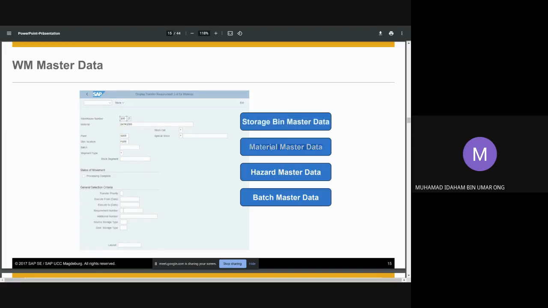Storage bin master data is on the location of the goods itself, where you're supposed to find them. Material master, what is being put in the storage bin? Hazard master data is basically relevant information on whether those materials are hazardous, and how you are supposed to handle them. And finally, batch master data is used to detect if there are any batches of material produced by your company that have quality issues.